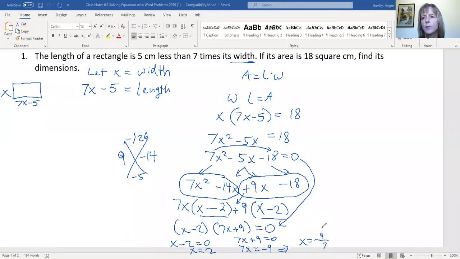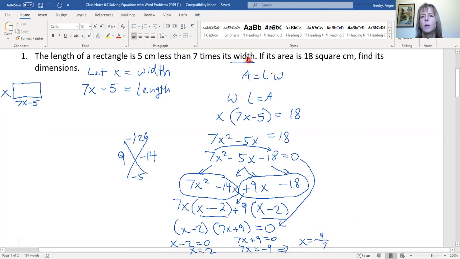Now I just want to talk about something. We have to let x be something, and then we only have one option for x usually. So in this case, you have to decide which one of them is x. Is it 2 or is it negative 9/7? And you have to decide.